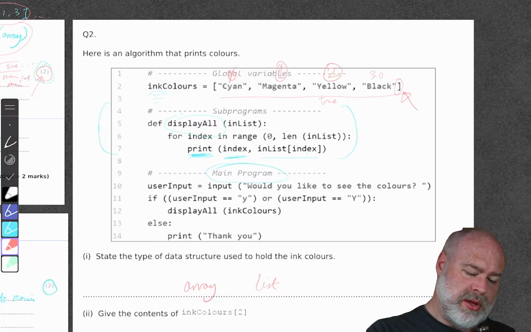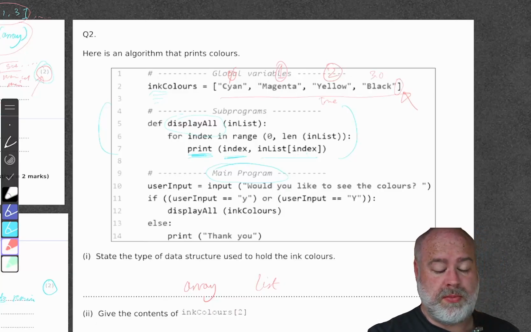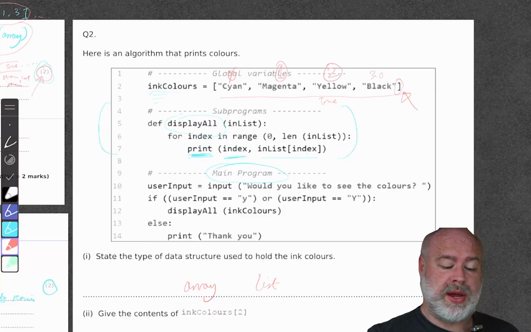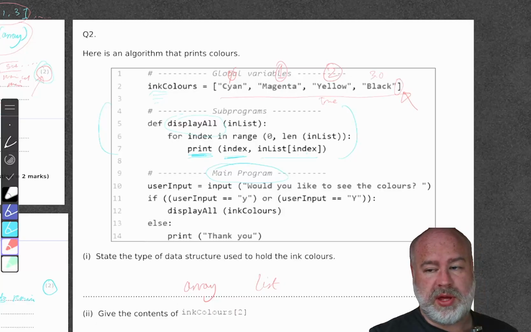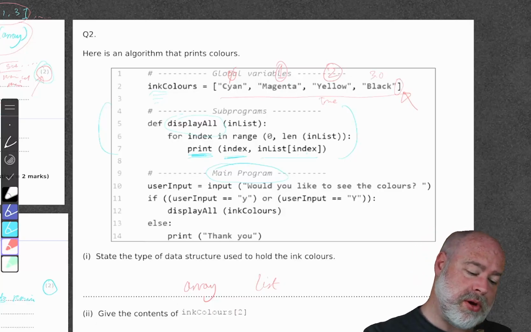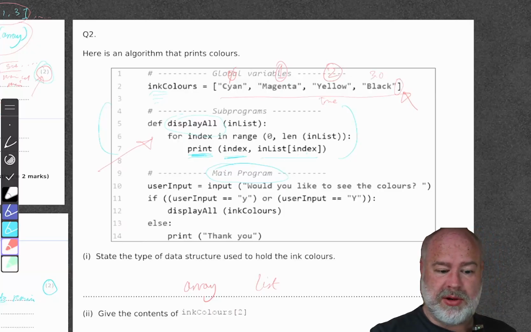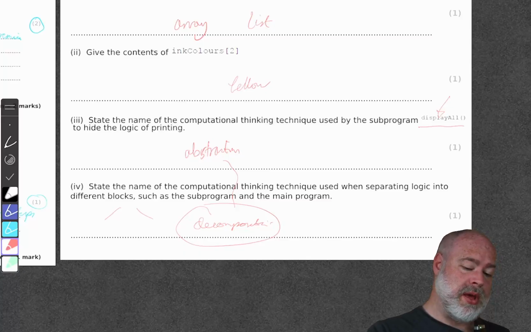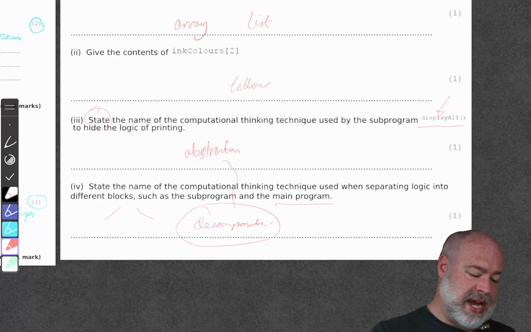I mean, using abstraction is looking at removing unnecessary details, potentially moving code away from the main program so you can reuse it. But because display all is a part of our algorithm that we need, it is also decomposition as well, to break a problem down into separate logical parts that we can use to build up the main program. Okay, and it is saying state, so it's one word they're looking for.